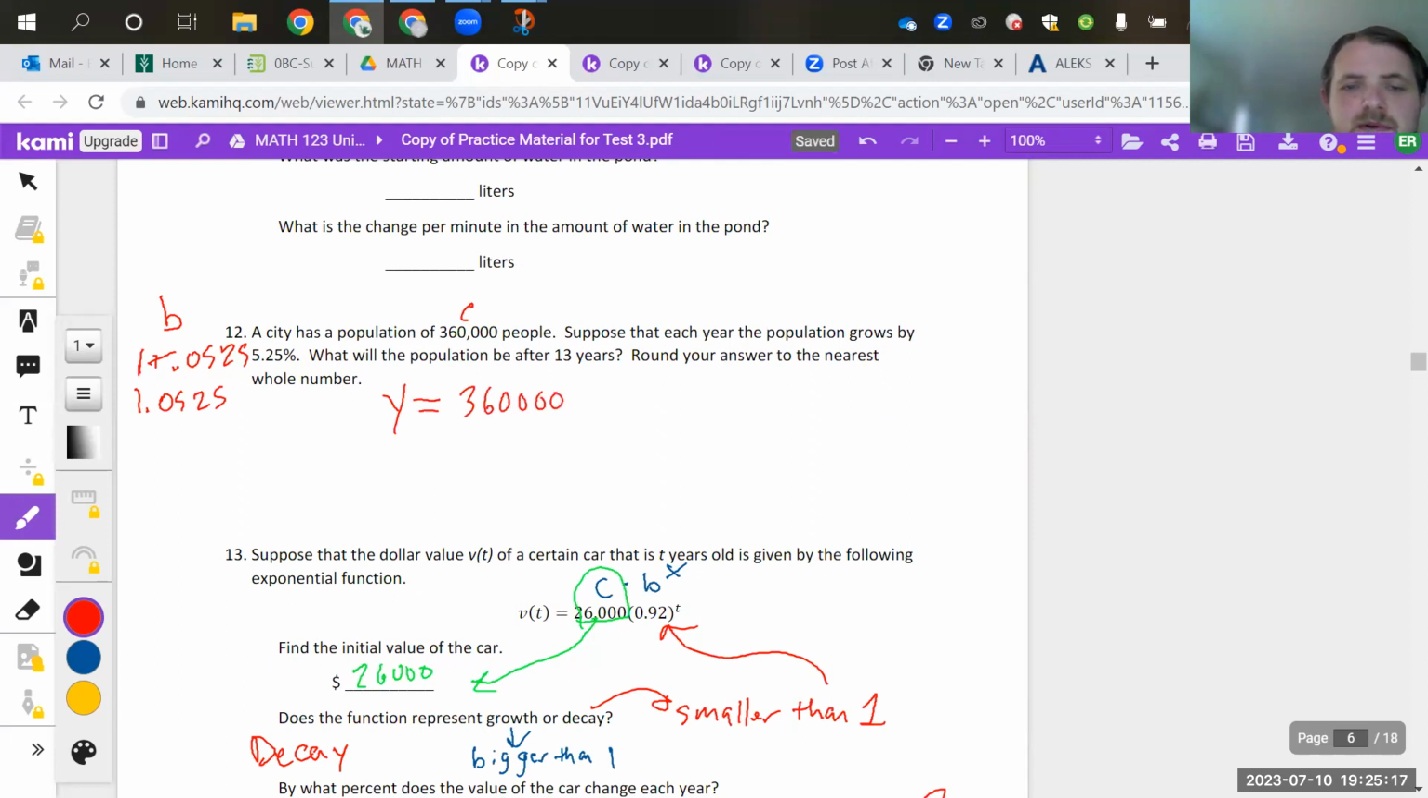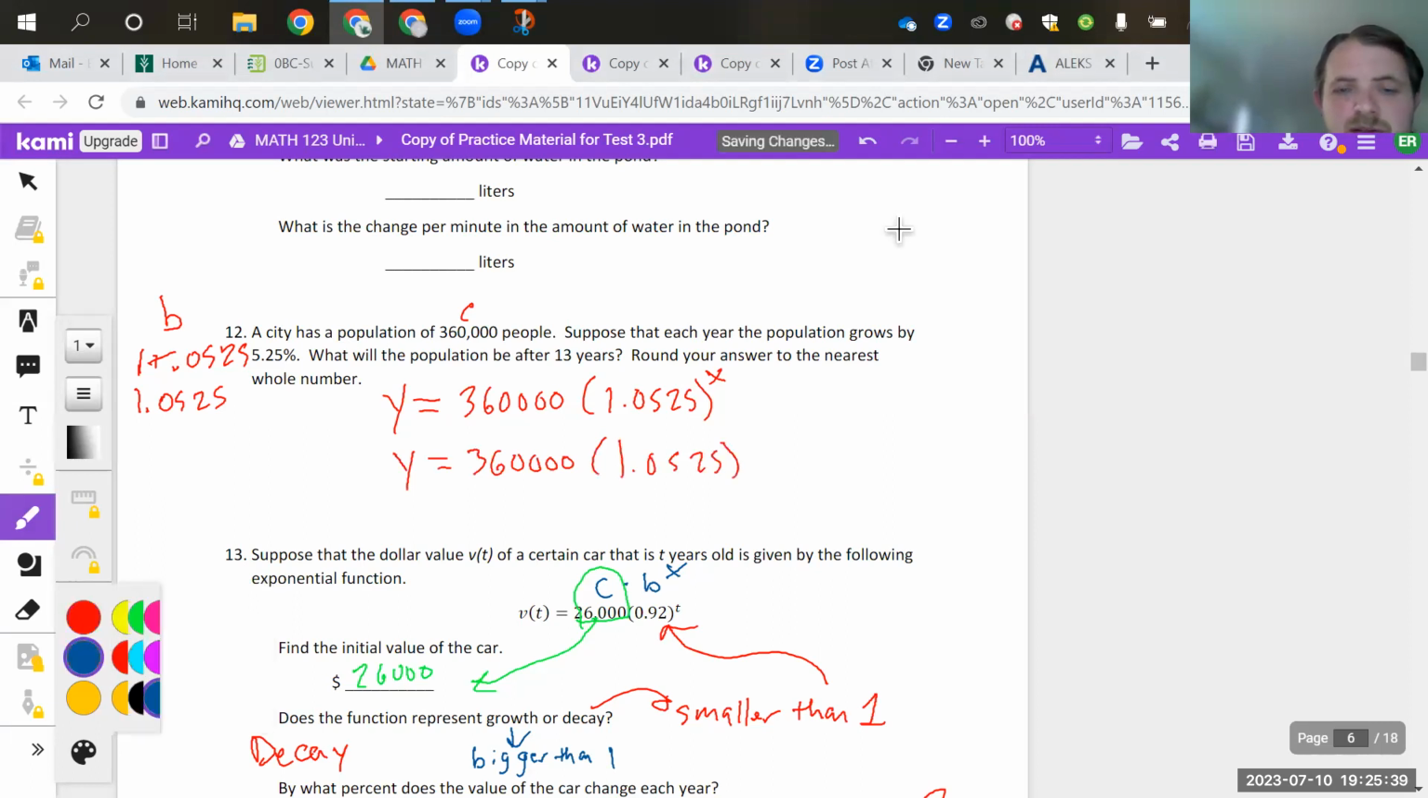So my actual equation is going to be 360,000 times 1.0525, all raised to the X or time, whatever you want to use. And then to actually do it from there, so that's your equation. And then you'll just put 13 into the exponent right there. So get some practice real quick on the calculator, making sure you know how to plug in that exponent, and then we'll go from there.